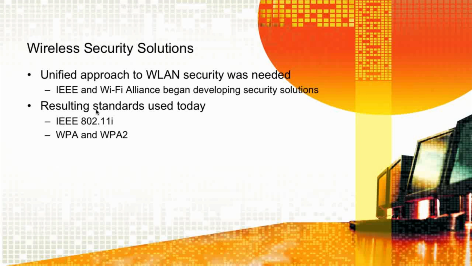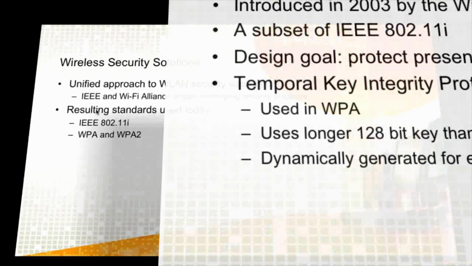Once the inherent weaknesses of open system authentication and WEP were discovered, the IEEE went back to the drawing board. It came back with a unified approach to wireless LAN security being needed. The IEEE and the Wi-Fi Alliance began developing some security solutions. The resulting standards that we use today are 802.11i and WPA and WPA2.